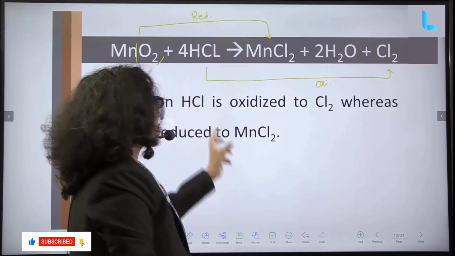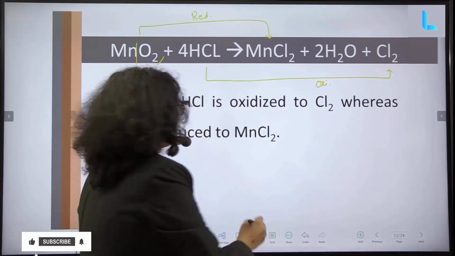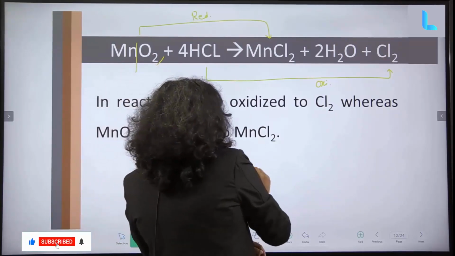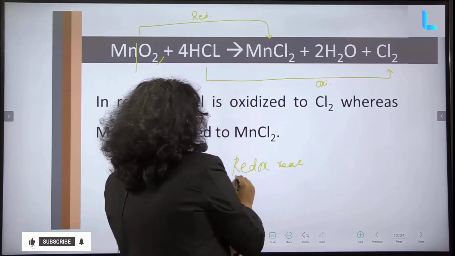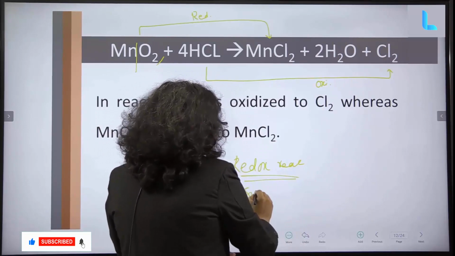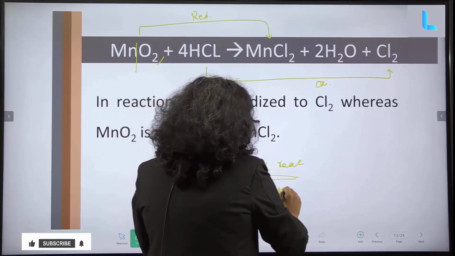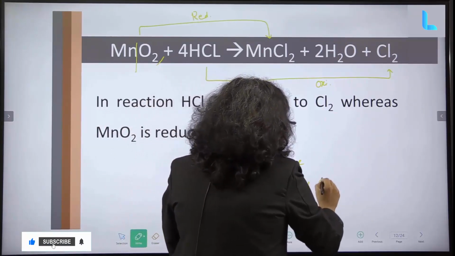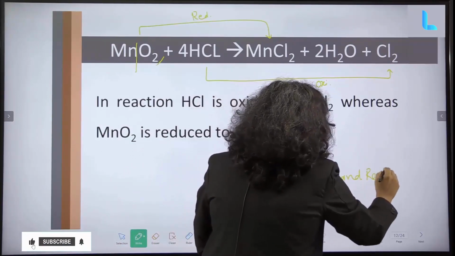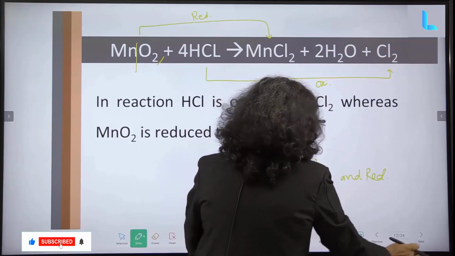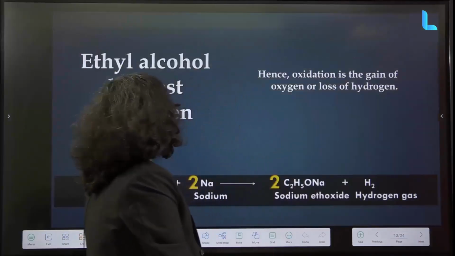Okay. So simultaneously both the reactions are taking place. That is why it is called redox reaction. Okay. Getting it? What is redox reaction? Simultaneous oxidation and reduction is only called redox reaction. Okay. Let's see the next one.